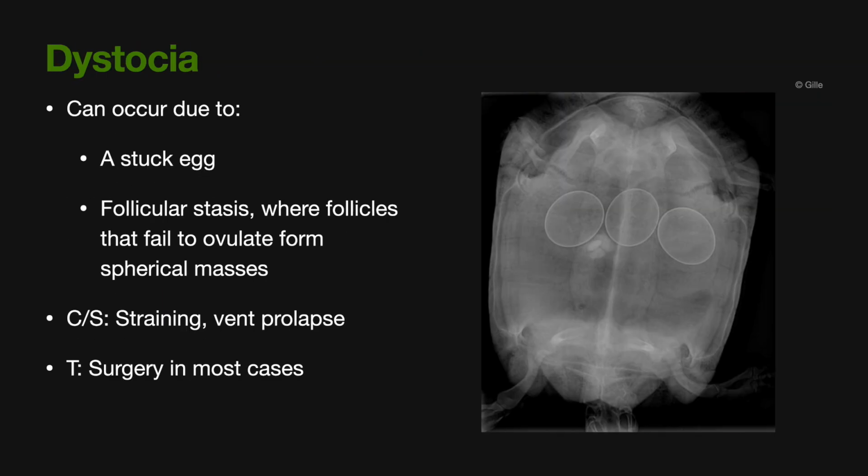Dystocia can occur due to a stuck egg or follicular stasis, which is where egg follicles that have failed to ovulate form a large mass. Clinical signs include straining and vent prolapse. It typically requires surgery to treat in most cases.